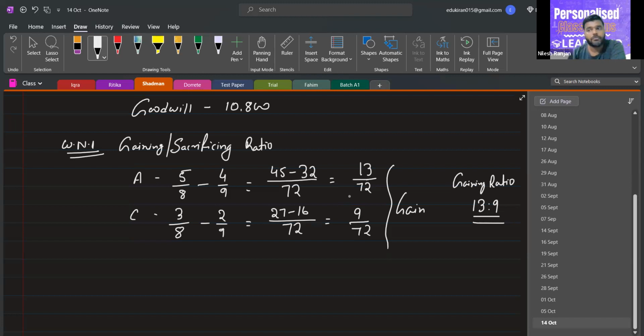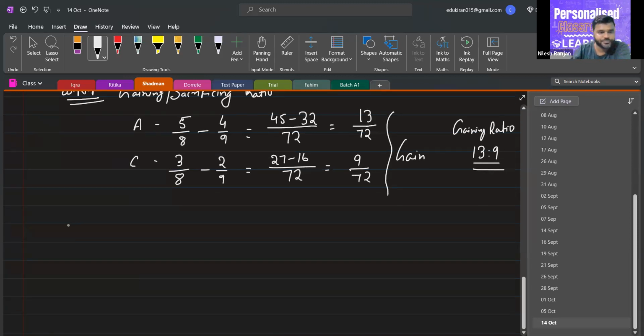Okay, sir. But when the result is negative, then the answer will be just opposite. If you are calculating sacrifice and the answer is negative, then it will be gain. If you are calculating gain and the answer is negative, then it is sacrifice. So gaining ratio 13:9. Is this clear? Yes, sir.